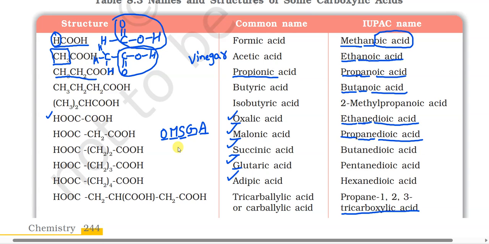What is the difference between all these? Very simple. If the 2 COOH groups are directly connected, that is oxalic. Between them 1 carbon is malonic. If 2 carbons are between the 2 COOH groups, that is succinic. 3 carbons is glutaric. If 4 carbons are there, it is called adipic acid. These are the common names we use. I hope nomenclature is clear to everybody. Thank you.